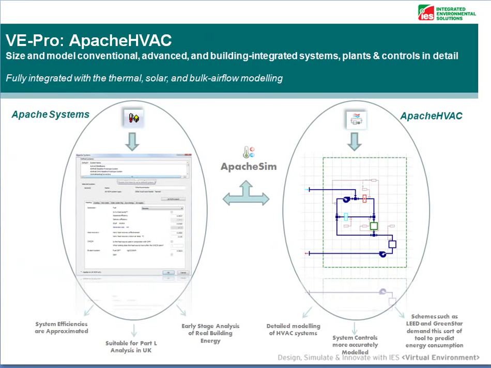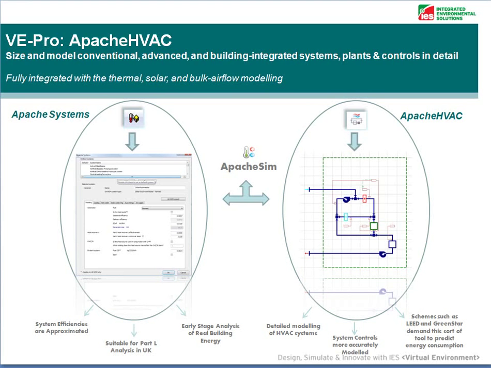For those of you who have been using our software, you'll be familiar with Apache Sim, our dynamic simulation engine, which allows you to model your building heating and cooling loads, energy consumption and CO2 emissions, as well as occupancy comfort throughout the year. There are two ways to represent your systems in the Virtual Environment Pro software. One is located in the Apache View interface and is called Apache Systems. The other is the Apache HVAC module, which is fully integrated into the Apache Sim module.